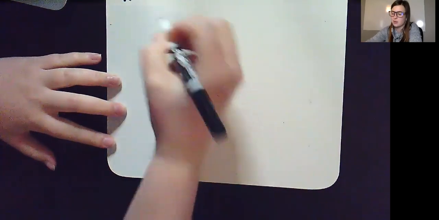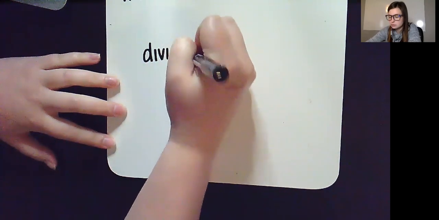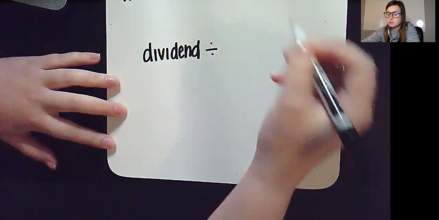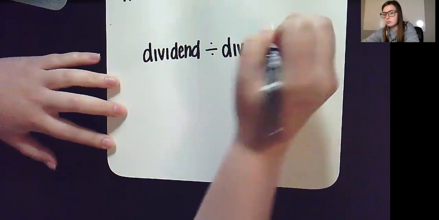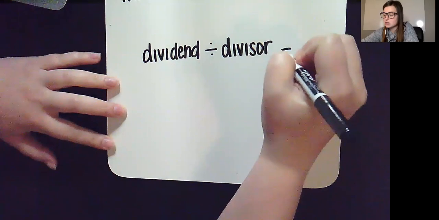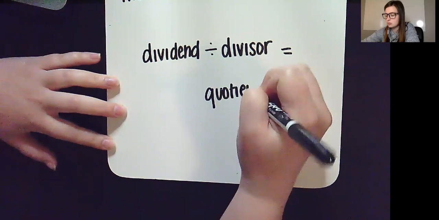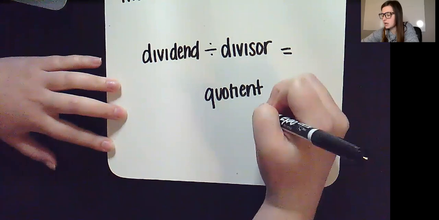Before I get started with the word problem, I want to do a little vocab review. When we have a division problem, we have a dividend. That's the number you're breaking apart. And we break it apart using our divisor. And then your answer is a quotient. And sometimes there will be a remainder.